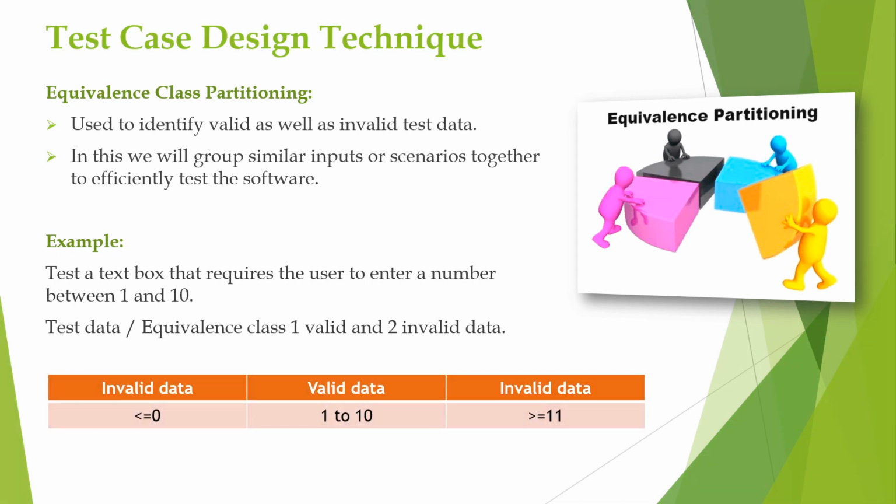as invalid. Now when we enter the text field for any invalid number, it should show an error message. And in the same way, when we enter any value that is valid, it should accept. This is how the equivalence class partitioning technique is used.